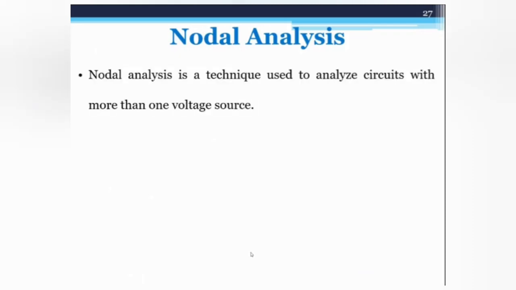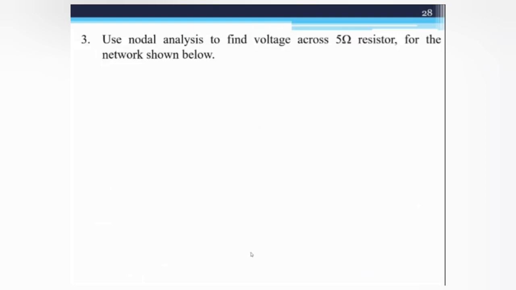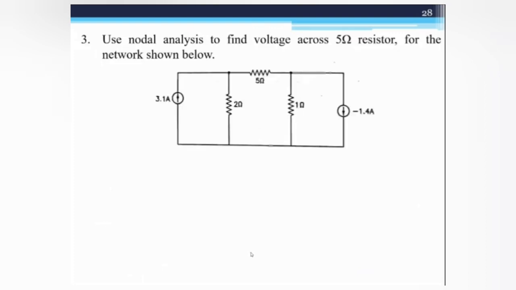Now, next is the nodal analysis. Nodal analysis applies KCL, right? We directly see the example. Use the nodal analysis to find the voltage across the 5 ohm resistor for the network shown below, right? So we want to find the voltage across this resistor.